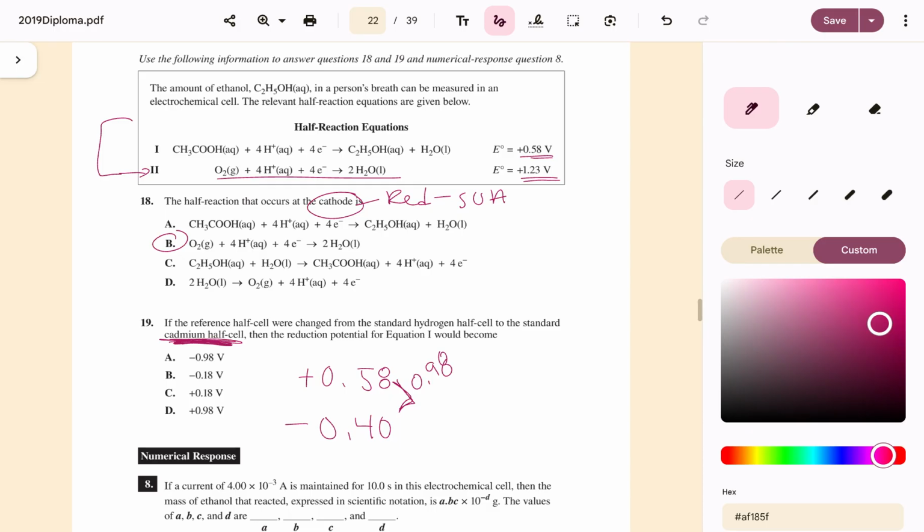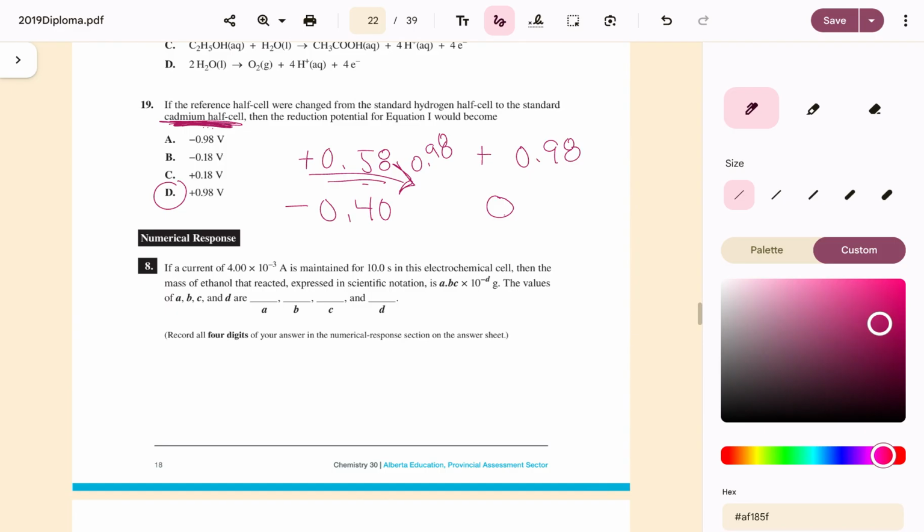Now what it's telling us is that cadmium is going to be the new reference cell. Being the new reference cell means that your new cell potential is 0. The difference between your half reactions still has to be the same, and because this value was higher, it's going to be positive. So anything above the 0 is positive, anything below is negative. So here your answer was D.